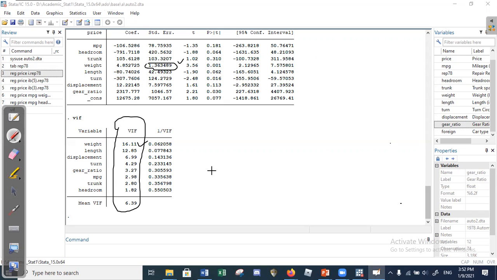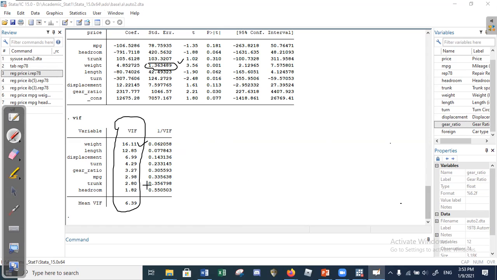So the variance of the OLS estimator associated with weight is 16.11 times more than the actual. That of length is 12.85 times more than the actual. So you see, none of the numbers in this list is exactly 1, which means that corresponding to each regressor, there is an inflation in variance. Some inflation is more, like corresponding to weight, while some is quite low, corresponding to headroom.